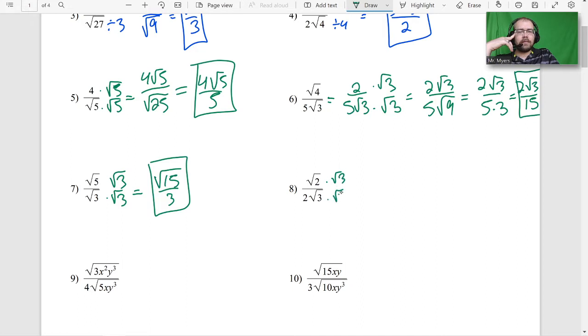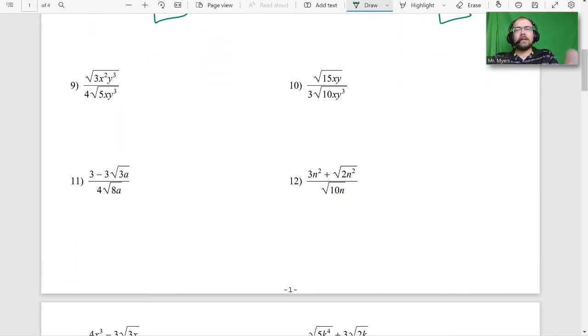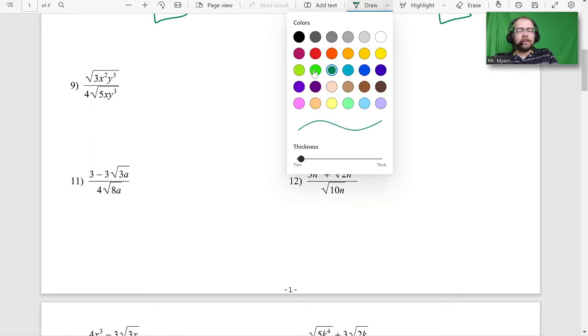3, 3. I can multiply the tops. And then on the bottom, I would have 2 times 3, which is 6. Now, that does not combine, right? It's not 1. It's not the square root of 1. It doesn't combine. Because remember, square root numbers and regular numbers, they don't go together.